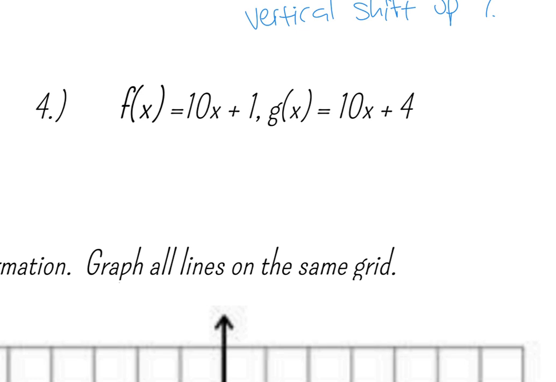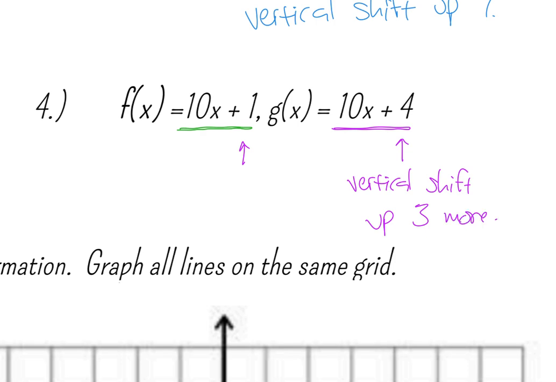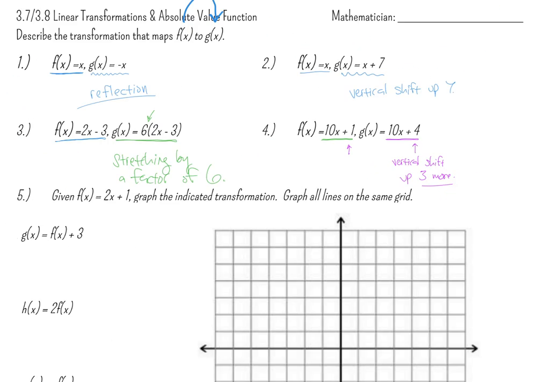Number 4, if this is what you had to begin with, and now you're here, well, let's see, you had positive 1, but to get to plus 4, you had to have done a vertical shift up 3 more, because you were already up 1, but now you've gone up 3 more.